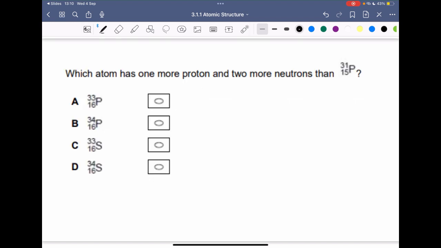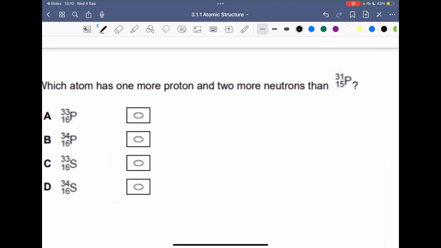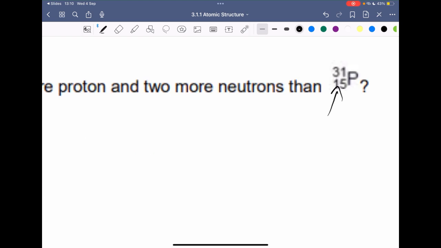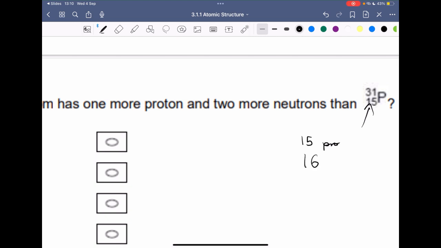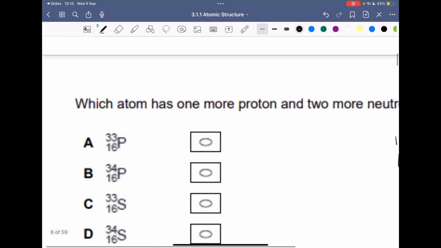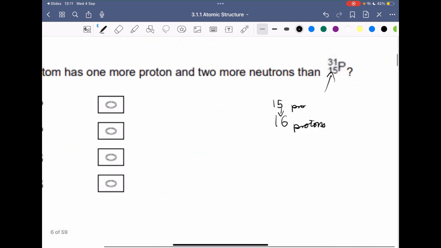Which atom has 1 more proton and 2 more neutrons than 31P15? So the quickest way to do this, I think, is to see that the small number here is 15, which represents the number of protons. So there's 15 protons. Now we want one more, so now we have 16 protons. So our new small number is 16. Now it can still be either one of these, because they're all 16. Now we need to look at the mass number.